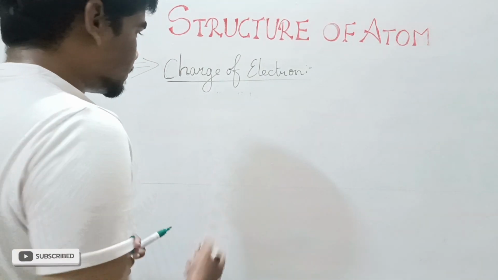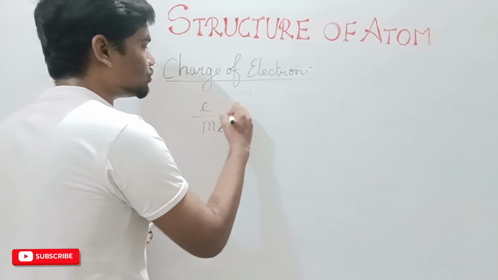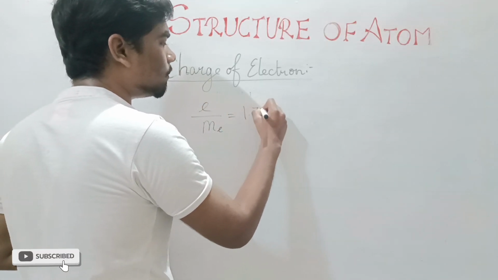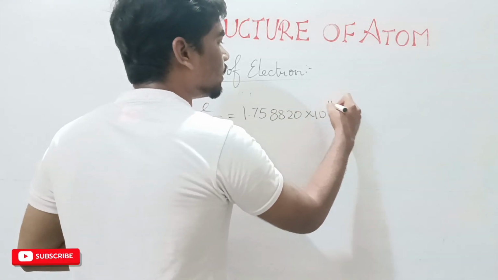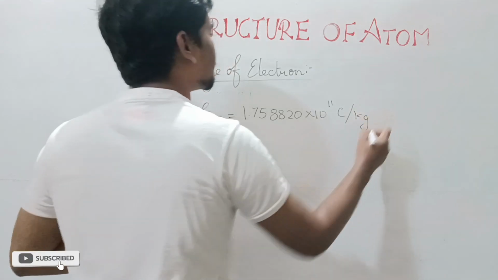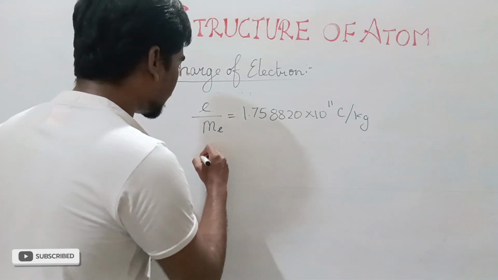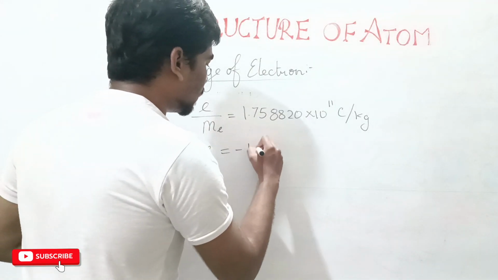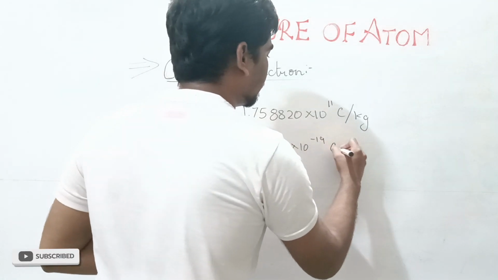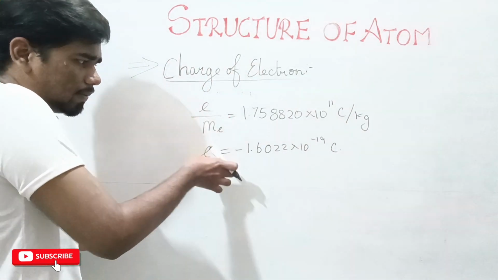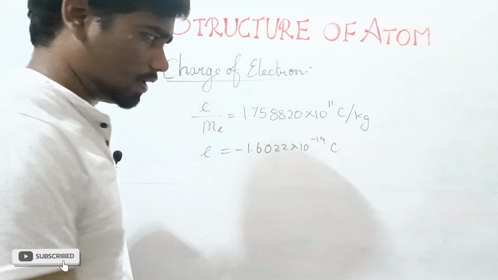In the previous session, I told you that the charge to mass ratio of electron is nothing but 1.758820 into 10 to the power 11 coulomb per kg. And from the Millikan oil drop experiment, we found that the charge of electron is equal to 1.6022 into 10 to the power minus 19 coulomb. So my dear friends, can I divide both these things so that I can get the value of mass? Yes, absolutely you can do that.